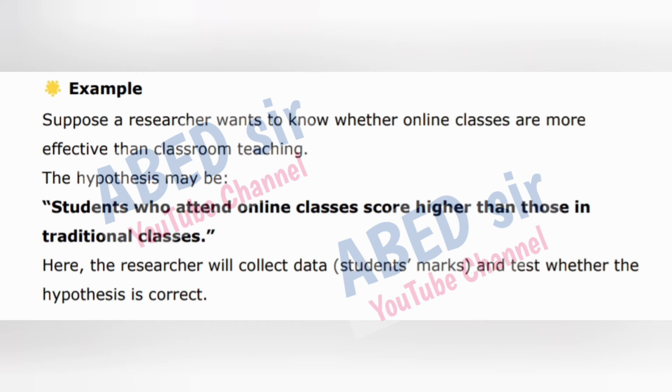Example: suppose a researcher wants to know whether online classes are more effective than classroom teaching. The hypothesis may be: students who attend online classes score higher than those in traditional classes. Here, the researcher will collect data, students' marks, and test whether the hypothesis is correct.